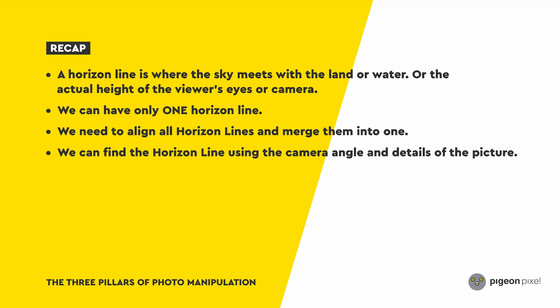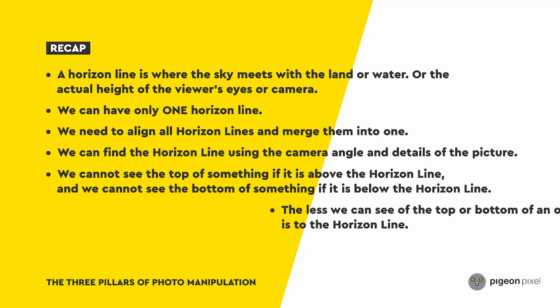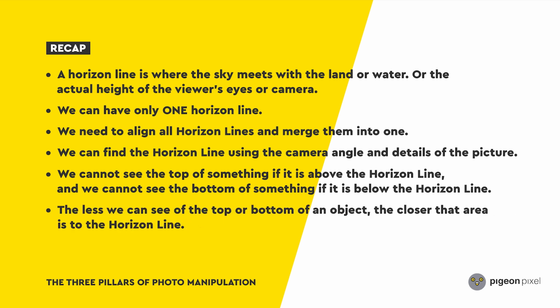With not so straightforward photos, we can find the horizon line by determining the camera angle and studying the details in the picture. Keep in mind the above or below horizon principle: we cannot see the top part of something if it's above the horizon line, and we cannot see the bottom of something if it's below the horizon line. The less we can see of the top or bottom of an object, the closer that area is to the horizon line.